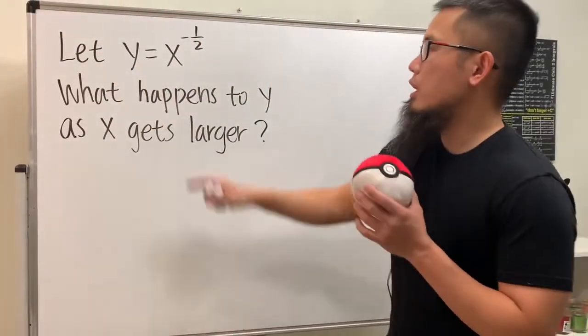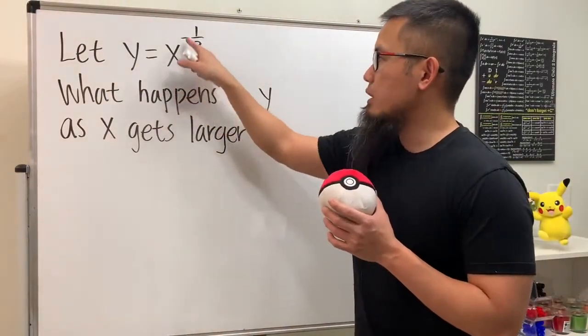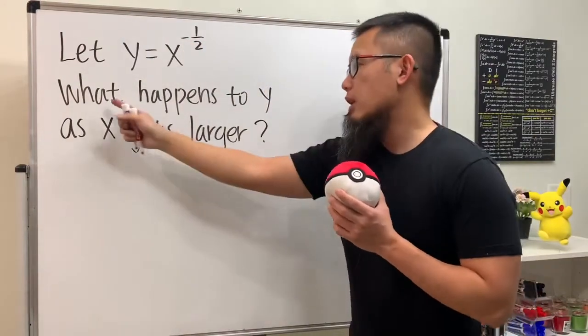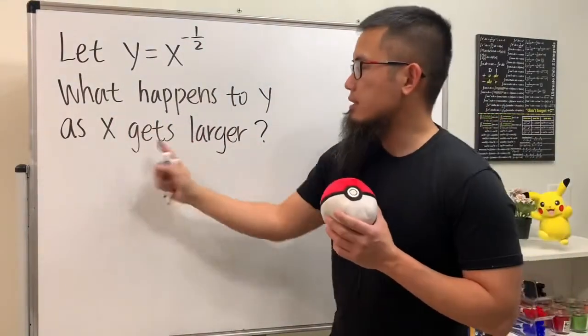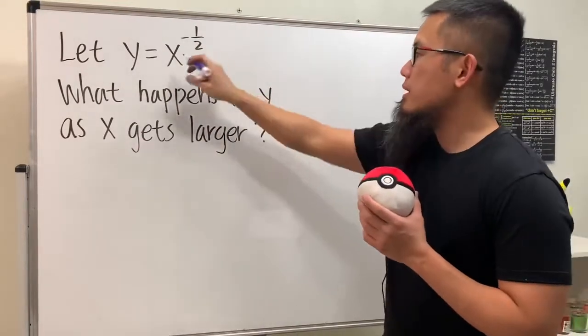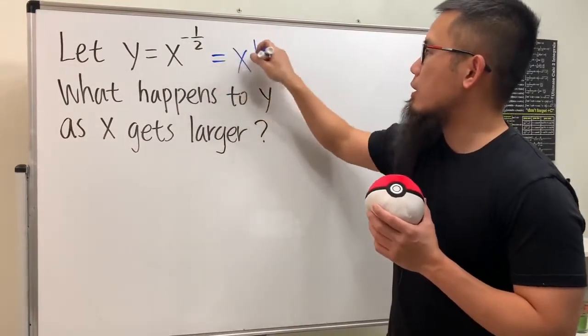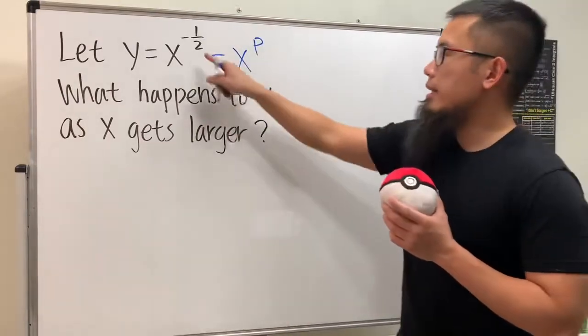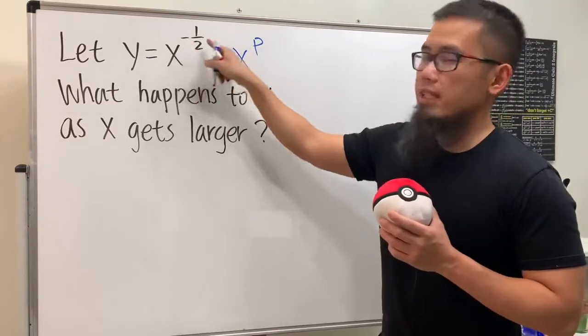Okay, let's take a look. We are given that y is equal to x to the negative 1/2 power. And it says, what happens to y as x gets larger? Well, this right here is a power function because it's in the form of x to some number p, right? And as you can see, p is equal to negative 1/2.